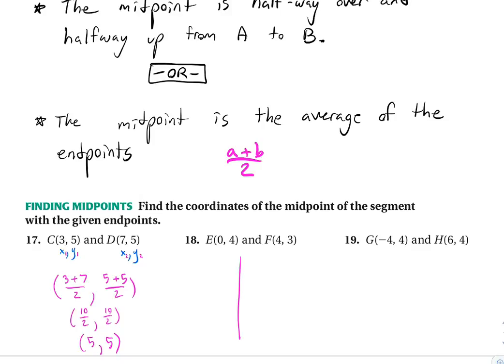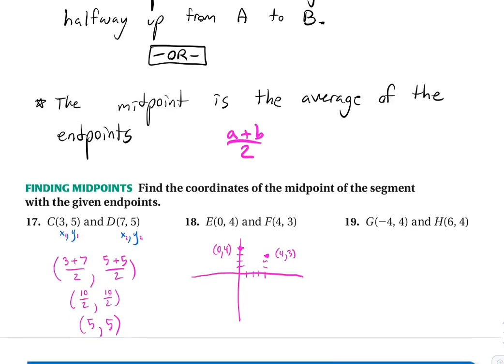So what I do is I draw out a graph, or better yet, you have graph paper, and I go to (0, 4). That's my first point, (0, 4). Okay? And then I take my second point: over 1, 2, 3, 4, up 1, 2, 3. So here's (4, 3).